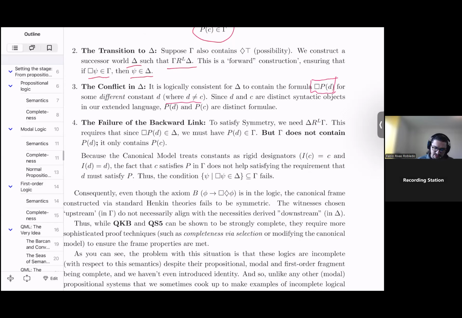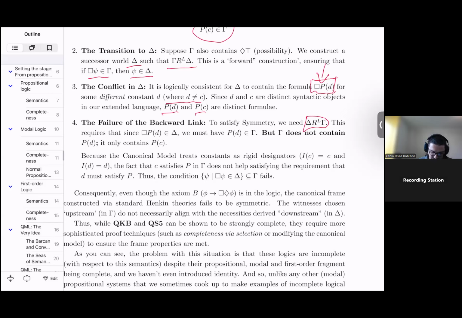But at the same time, we have that these two are different. And since they are different syntactic objects and they are rigid designators, we can conclude that saying that D has P and that C has P, these are distinct formulas. Now, to satisfy symmetry, we need this too. But take into account that this is a necessary statement. So it means that PD needs to be true in gamma. So we must have P of D in gamma.